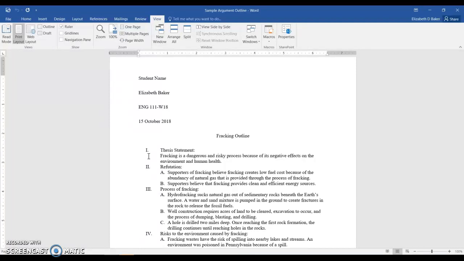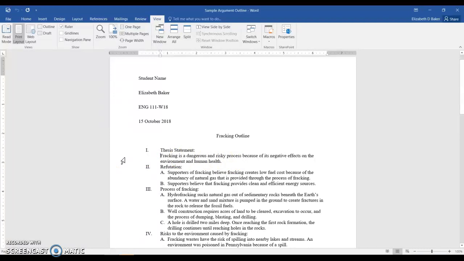Or if your topic is something along the lines of, JCC should increase the number of parking lots because, and then you list a few reasons. But what she has here is fine. So fracking is a dangerous and risky process. So we know that she's against fracking. And then she gives us some reasons why, because of its negative effects on the environment and human health. So that's what she's going to talk about.